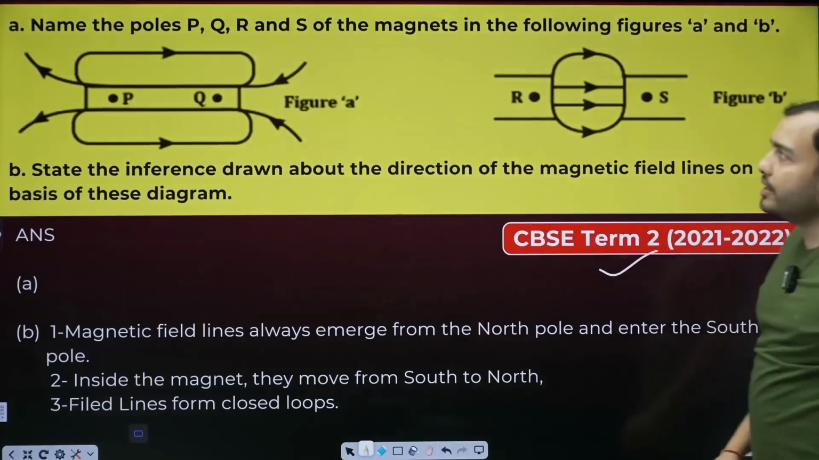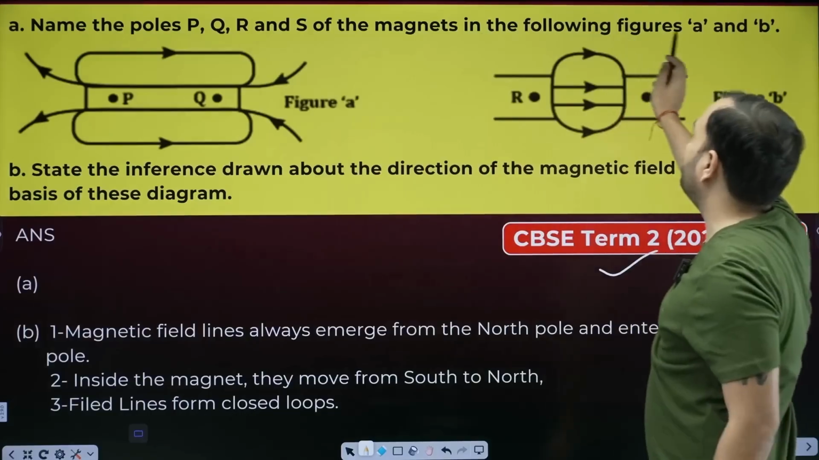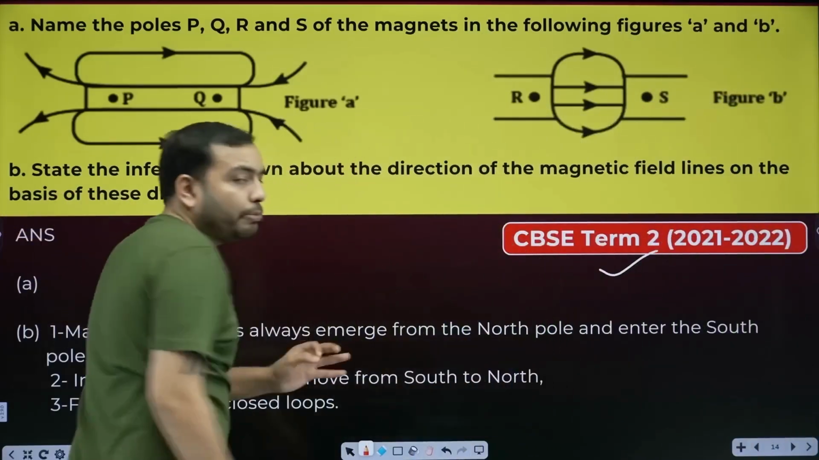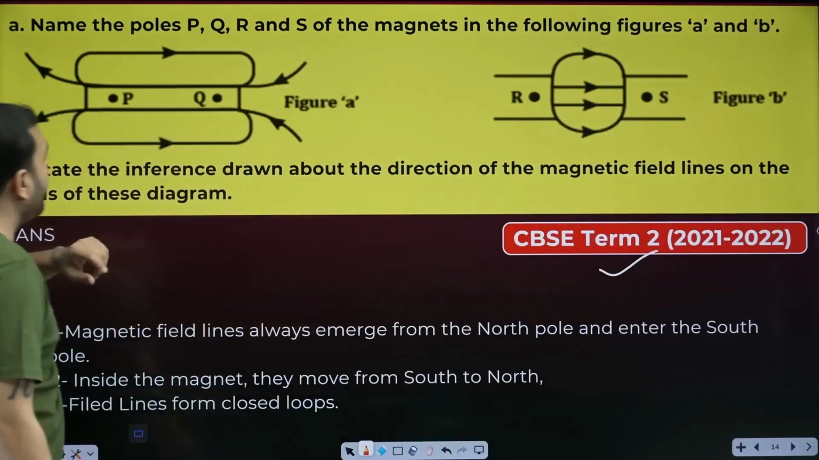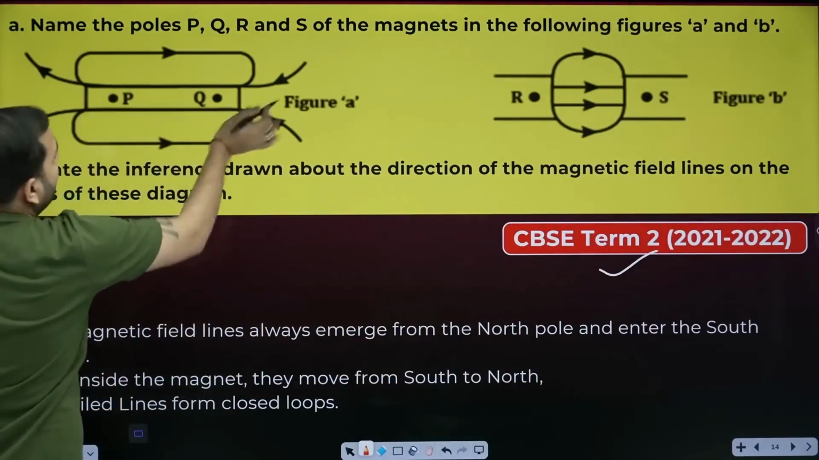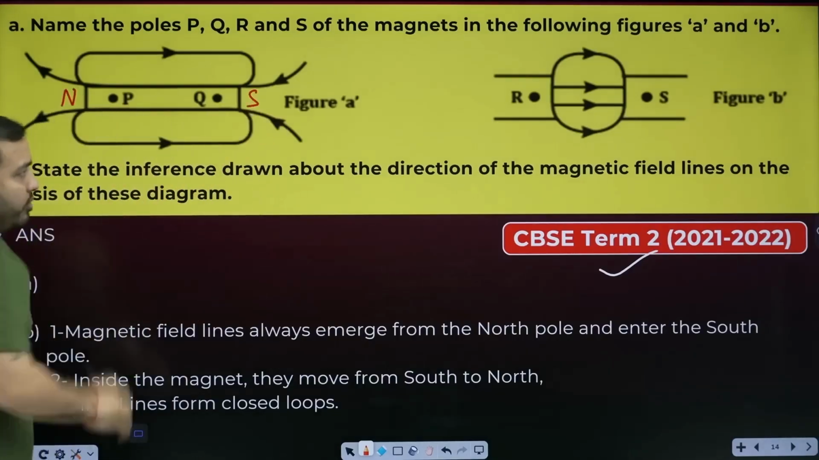Come on, look at the question. It came in CBSE term 2. Look at this. Name the poles P, Q, R and S of the magnets in the following figures A and B. There is figure A, there is B. First tell the answer by commenting. Pause and comment. Come on. I have to tell the P and Q poles. Field lines are going out from P. They are coming inside Q. It is very easy. P is my north pole, Q is my south pole, it is finished.